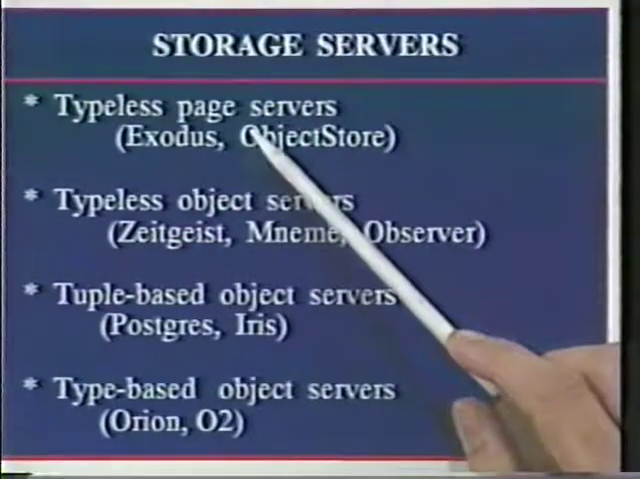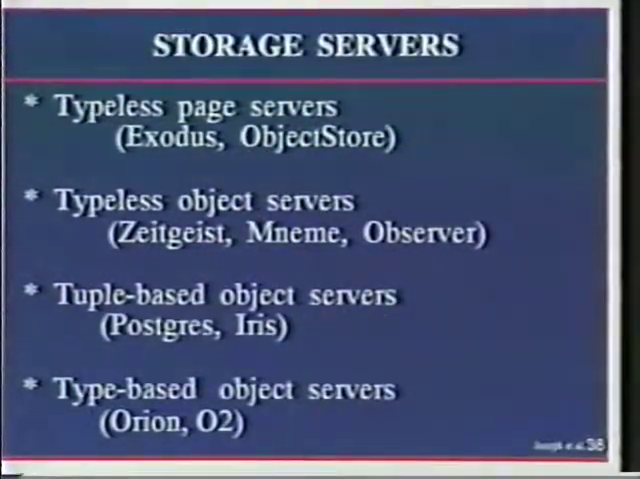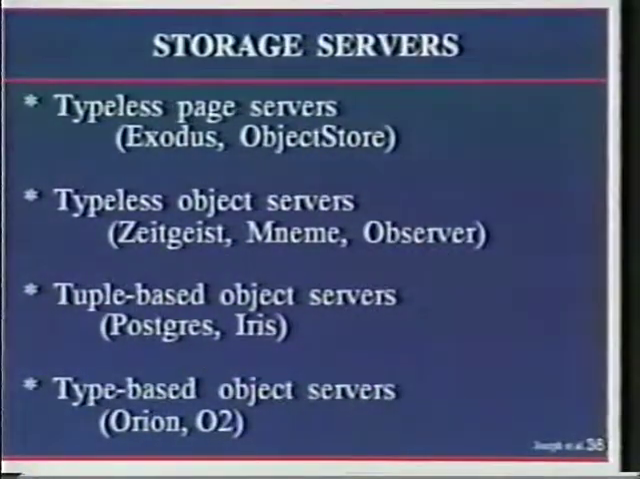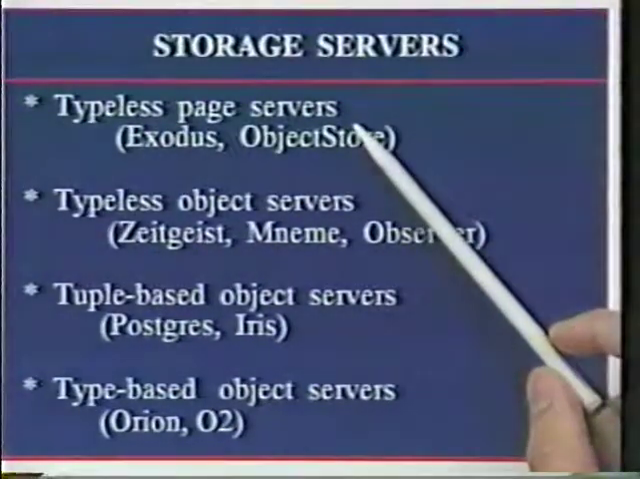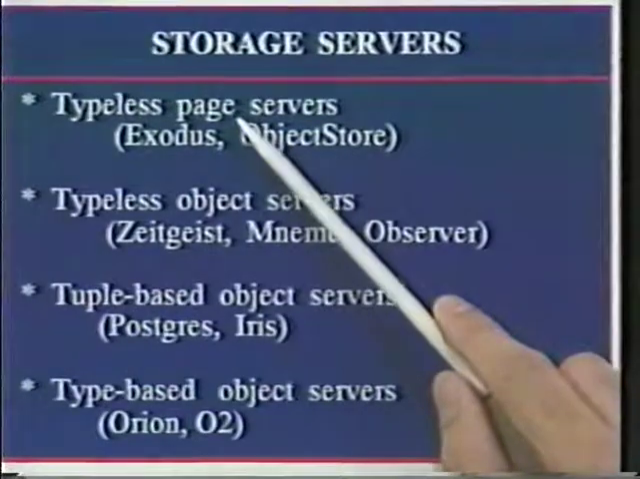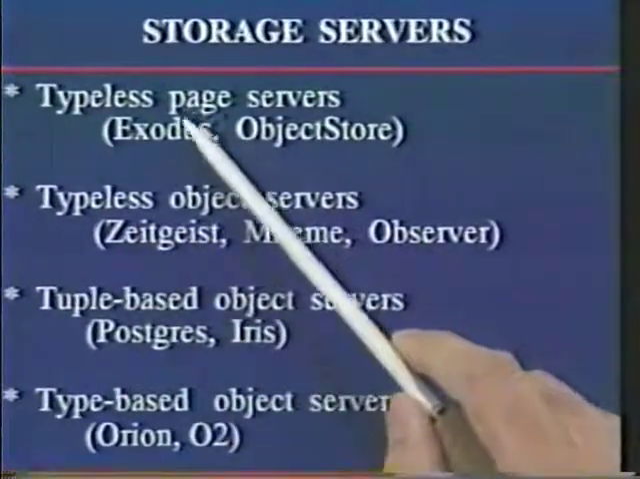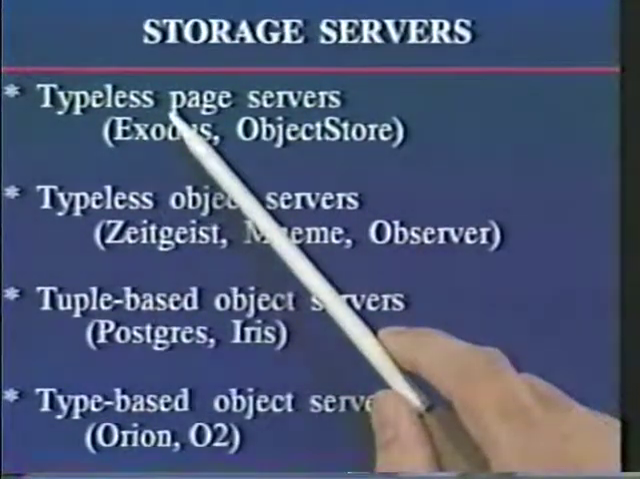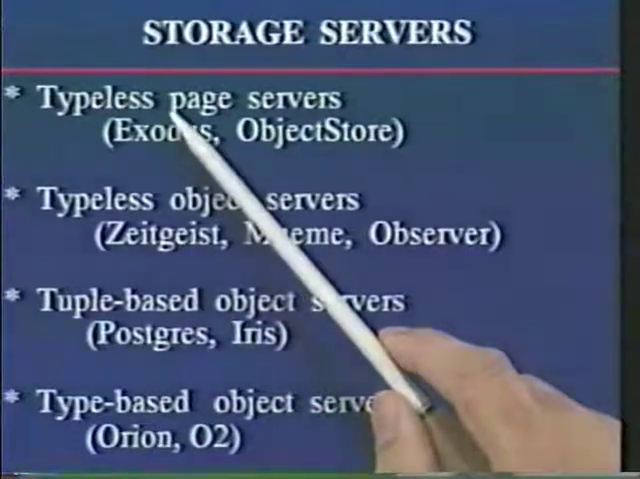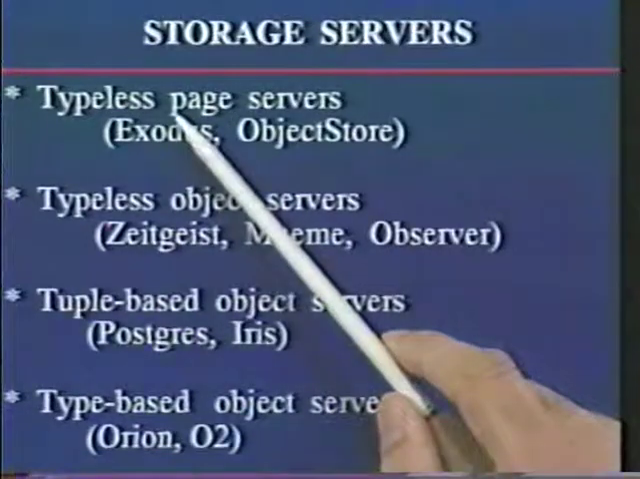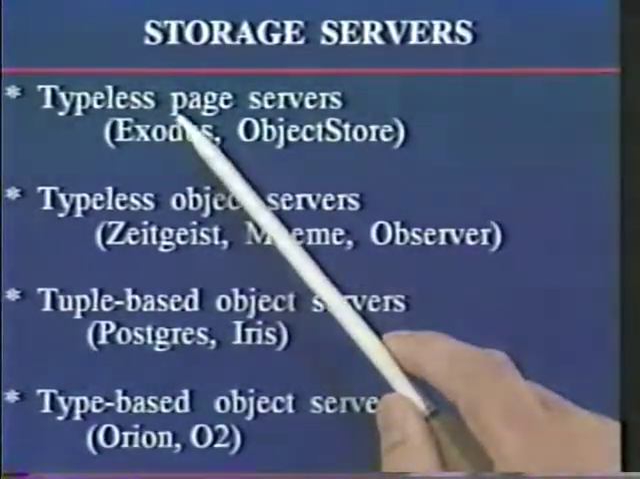we can see that in the typeless page servers, what happens is that the page as a whole is taken into the application memory. The entire page is taken from the database into the application memory, and the application then operates on the objects. That means the methods associated with the objects cannot be executed at the server level, but the whole page is taken into the application memory, and then you manipulate the objects, and there are methods associated with the objects which can be invoked at the client level.